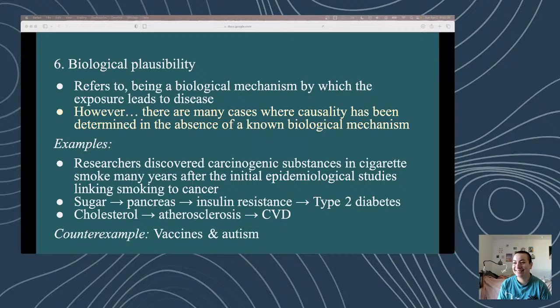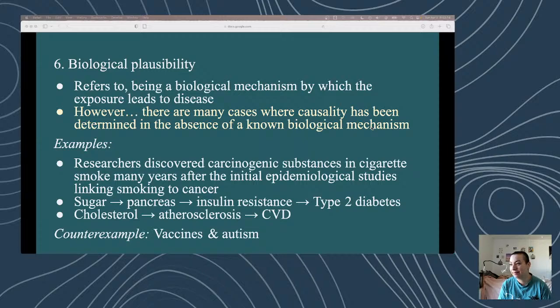Biological plausibility. I like it because it's just, is it plausible? But it has to have a biological grounds, and I'm not a microbiologist, I'm not a biologist really at all. But people in the wet lab are always looking for biological mechanisms to explain a causal relationship between an exposure and outcome. So it refers to there being a biological mechanism by which the exposure leads to the disease. However, there are many cases where causality has been determined in the absence of a known biological mechanism.